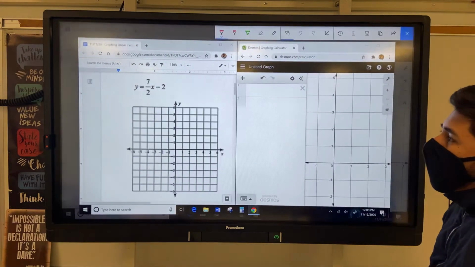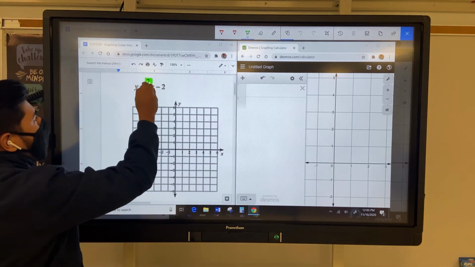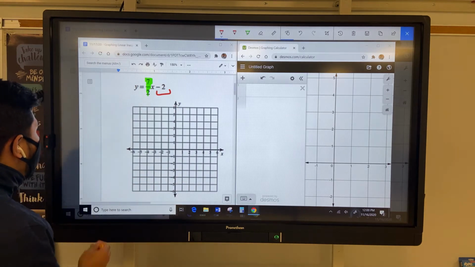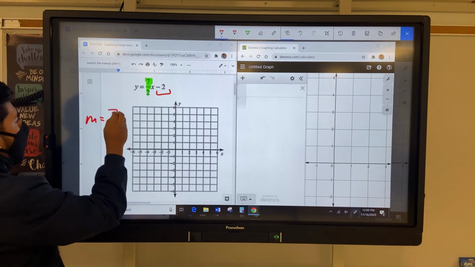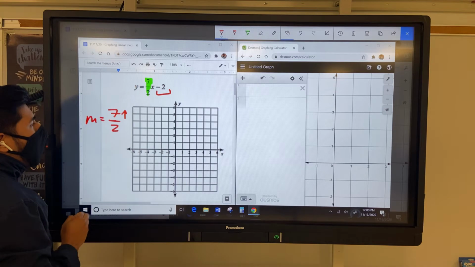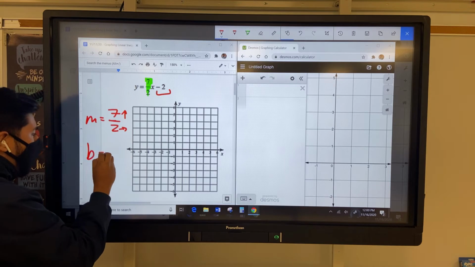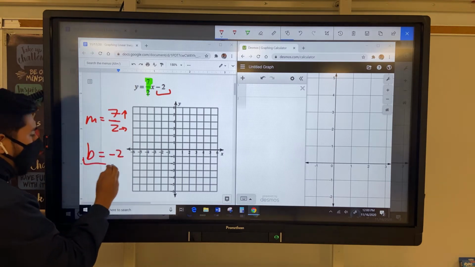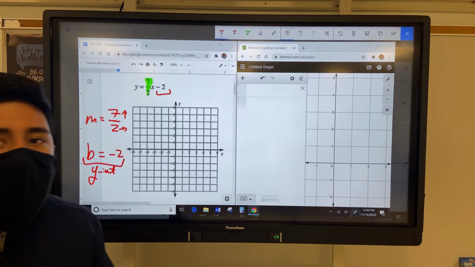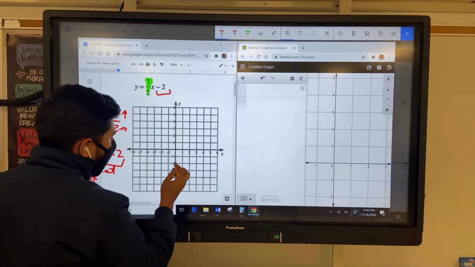Now, this line, we should already know how to do this. I identify my slope. I know this is my y-intercept. I graph. What's my slope? 7/2. What does that mean? This means I'm going to go up because it's positive, up 7/2. My b is -2. What does the b stand for? This is called my y-intercept. Refresher, let it come back to your brain. Remember, you start your y-intercept on your y-axis because it's my y, -2.